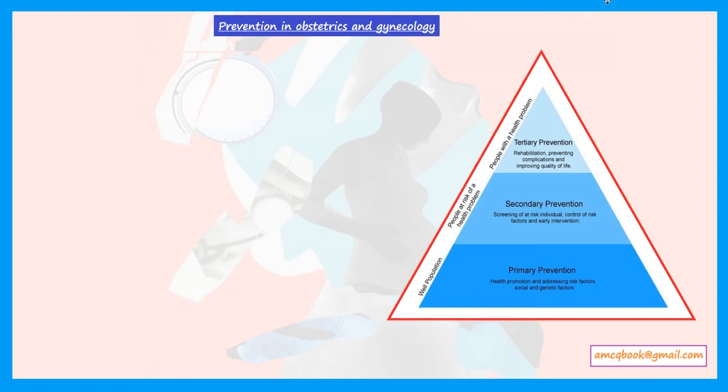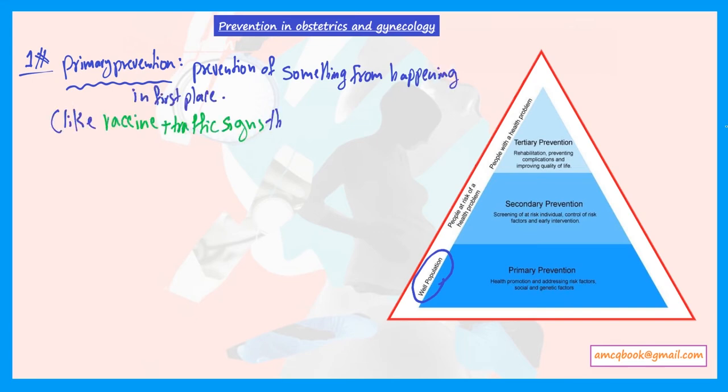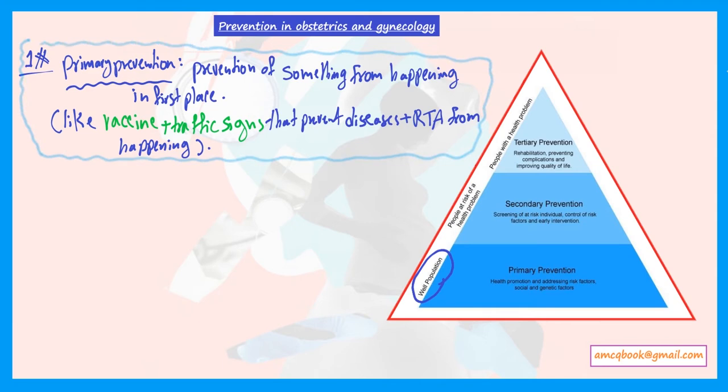Let's start with primary prevention. Primary prevention is focusing on the well population. The idea of it is that it prevents something from happening in the first place, like vaccines and traffic signs. The idea is to prevent the disease and RTA from happening. So the idea of primary prevention is to prevent the disease from happening by giving vaccines, for example, to prevent certain diseases from occurring in some population.